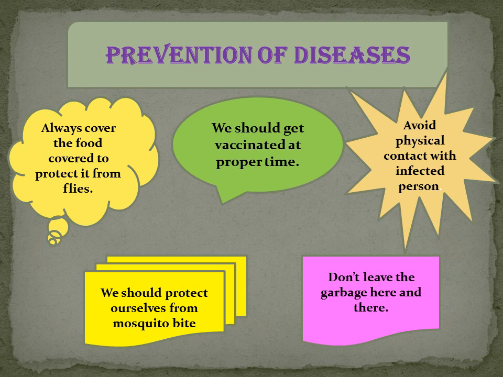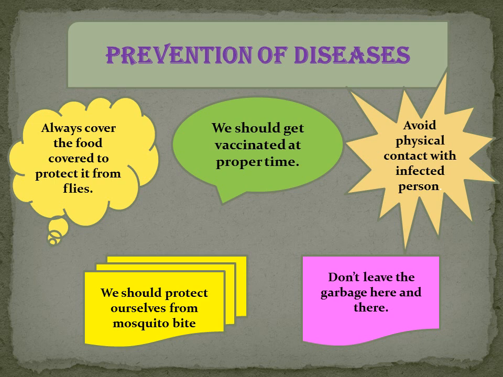Now we will be discussing the prevention of diseases. We should follow certain steps in order to protect ourselves from diseases, as it is said that prevention is better than cure. The first one is that we should always cover the food which we eat to protect it from flies, because flies carry harmful diseases and will sit on the food and that food will get infected.